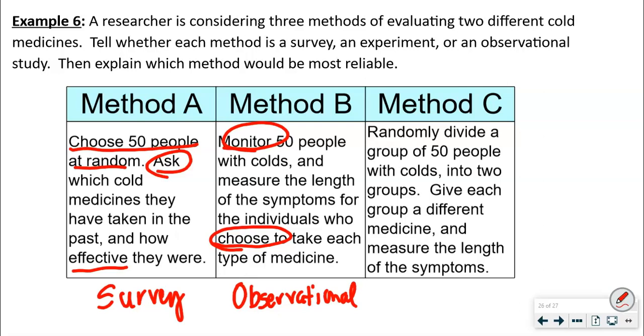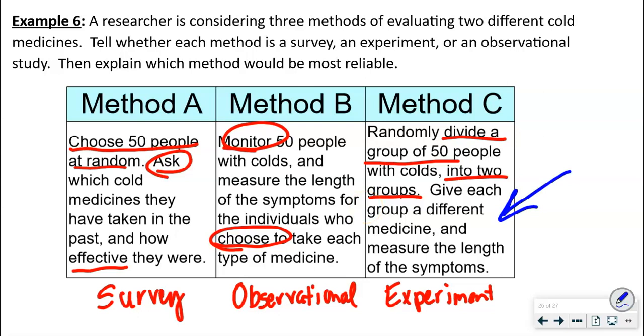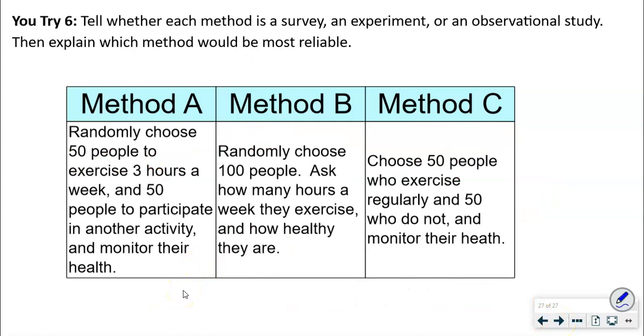Okay, then this last one, randomly divided people, divide them into 2 groups. Key there, right? Give each group a different medicine, measure the length. Okay, so this is definitely our experiment, right? And then it says which one is going to be most reliable. That one right there, experiment is always going to be the most reliable, okay? So if you can differentiate the 3 of them, then experiment's always going to be your most reliable. Okay, let's see if you guys can do this. You try. Pause the video here. Tell me which one is a survey, experiment, and observational study, and then which one is most reliable again.